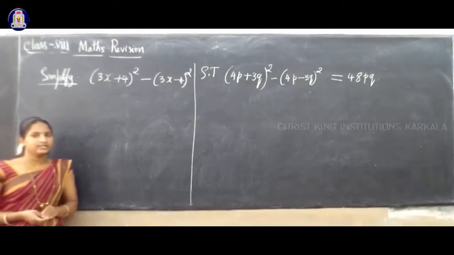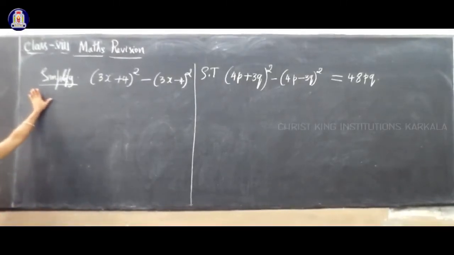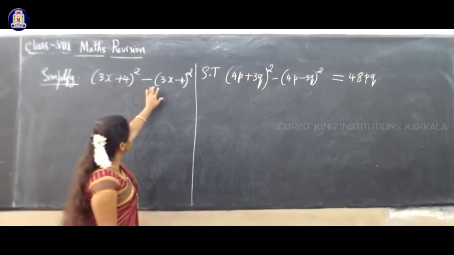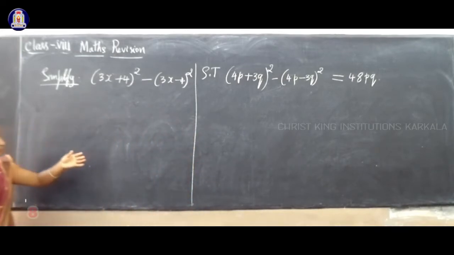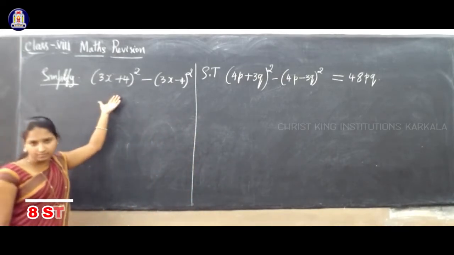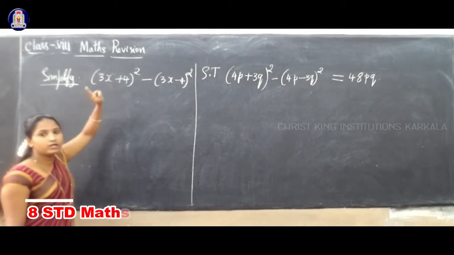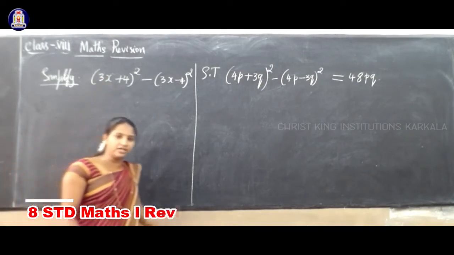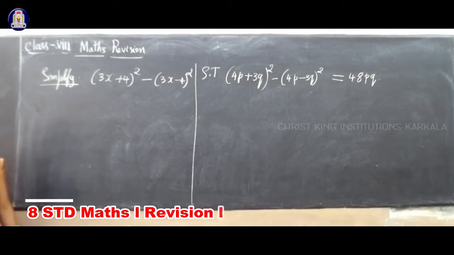Hello student. In the revision, the next question I am going to solve is: simplify (3x + 4) whole square minus (3x − 4) whole square. See, the question is, you have to simplify the given terms. So here the first term is in the form of (3x + 4) the whole square, so which identity can we use? Without using an identity we cannot solve this type of sum, isn't it?